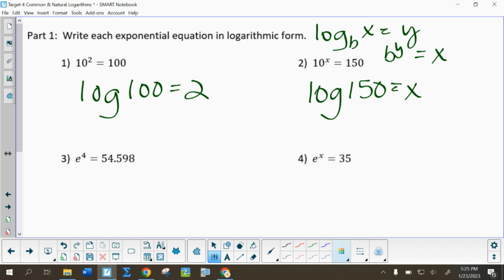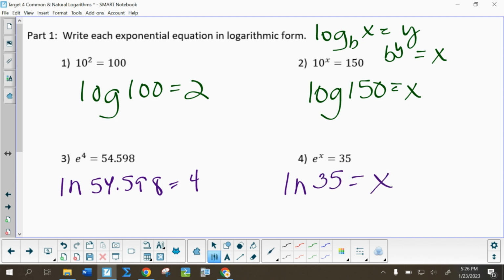Okay, this one has base e. So this is the natural logarithm. So you would just say natural log of 54.598 is equal to 4. And if you were to type any of these in your calculator, literally take this and put it in your calculator and see what you get as an answer. And then this one becomes the natural log of 35 equals x. Okay, so that's the first part. We're just writing it from exponential form into log form.